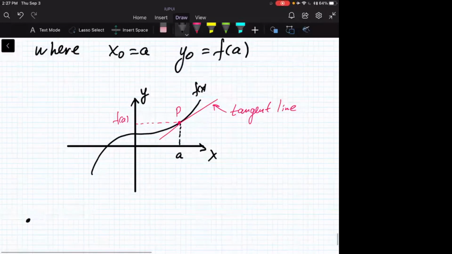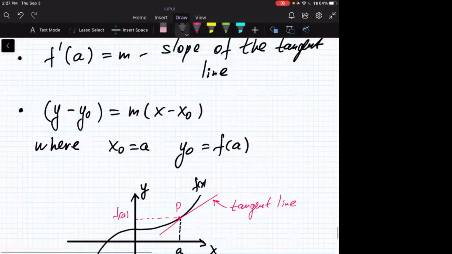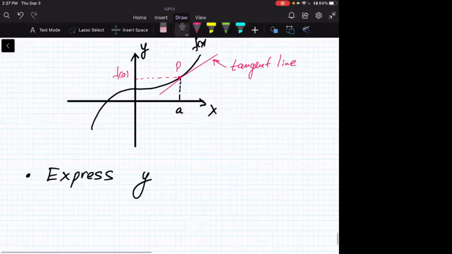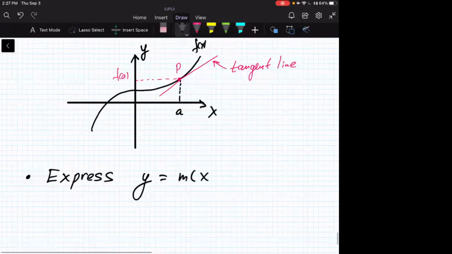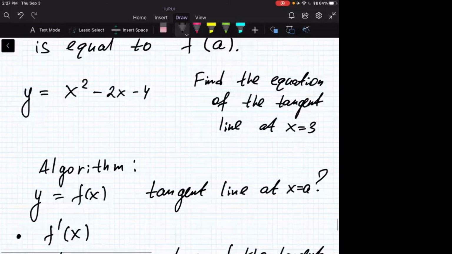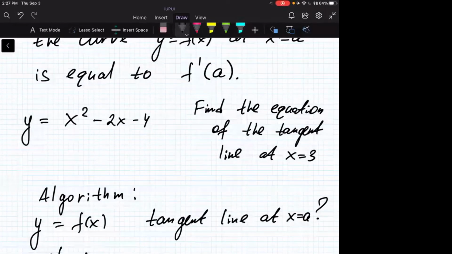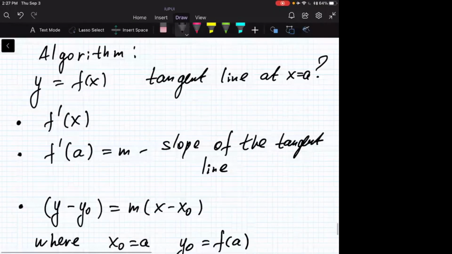So this is the last step, and sometimes you maybe express y. So now you have just put y to the right side, so you get that y is equal to m times (x minus x0), which is A, plus f of A. So this is kind of the final formula. Quite complicated, but it's not that bad when you try it on the examples.